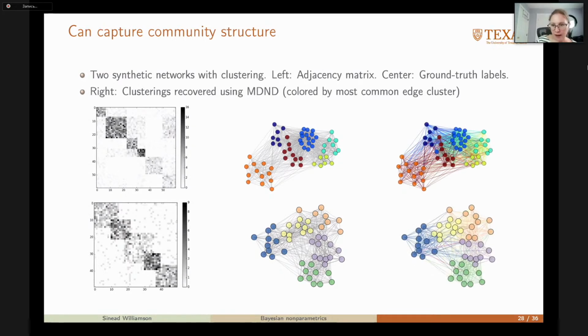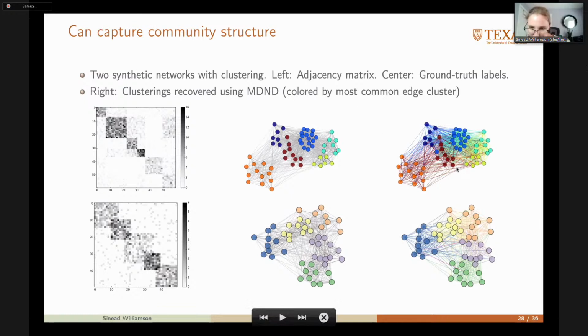And here I have plotted the clusterings that we get if we run this mixture of Dirichlet network distributions on the same graph. So here, remember, it's the edges that are clustered. So I've colored the edges based on their individual cluster memberships. Right? The edges in the ground truth weren't clustered. I just generated them according to this distribution. But I've colored the nodes based on their most frequent edge color.